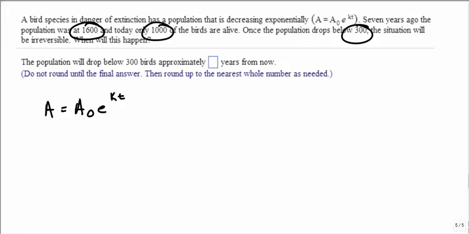It doesn't end up really mattering what was going on 7 years ago. What matters is what's going on today. So today our population is 1,000.